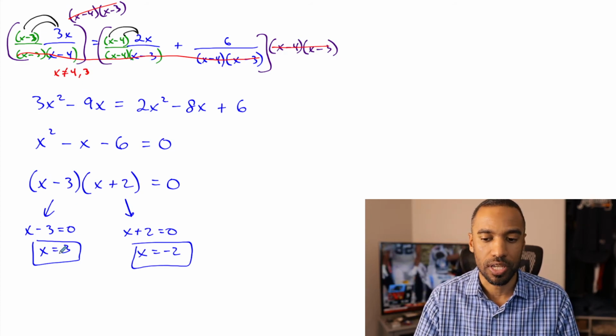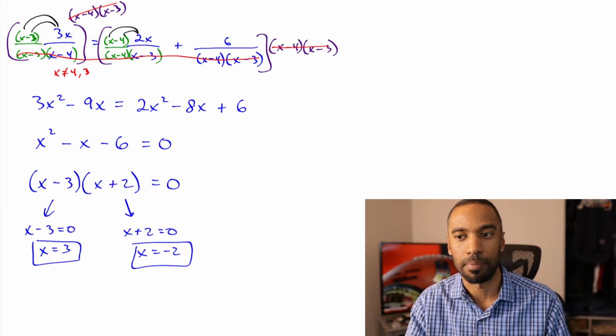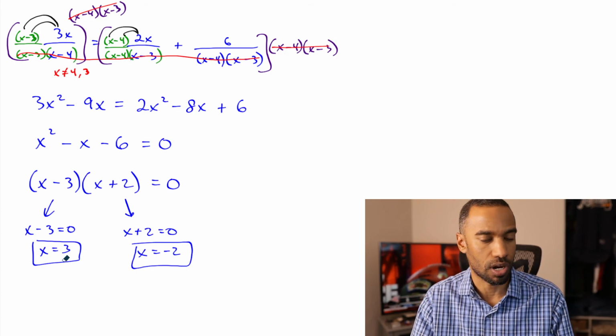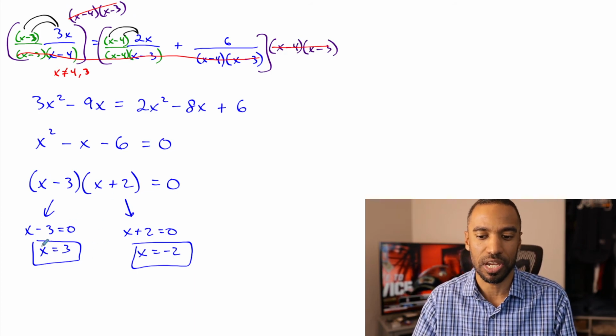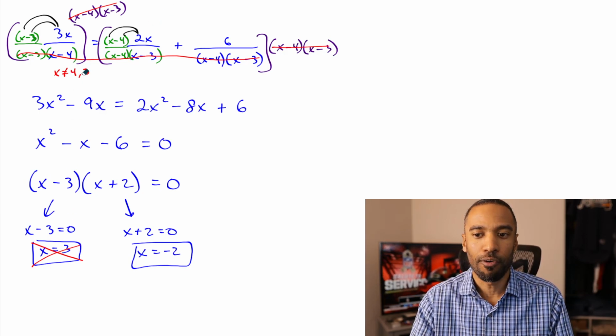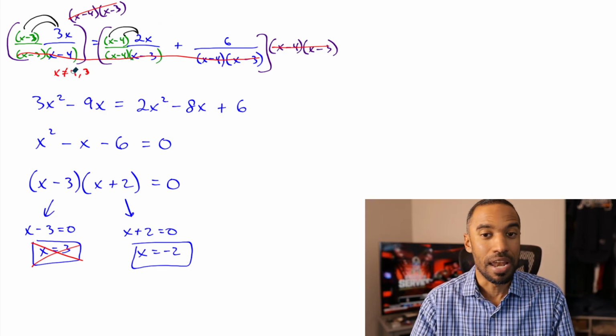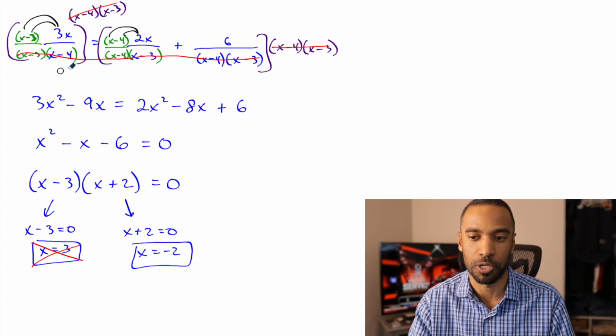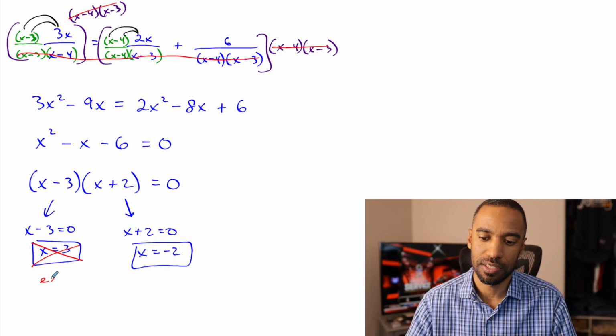Well, guess what? We just got the solution x equals 3. That's a problem. Now, I don't need to write restrictions here. I need to make sure that my solutions aren't restrictions, and one of them very much is. 3 cannot be allowed as an answer. 4 couldn't be either, but you know what? Nothing else could besides negative 2. Negative 2 is the only acceptable answer. 3 is what's called extraneous.